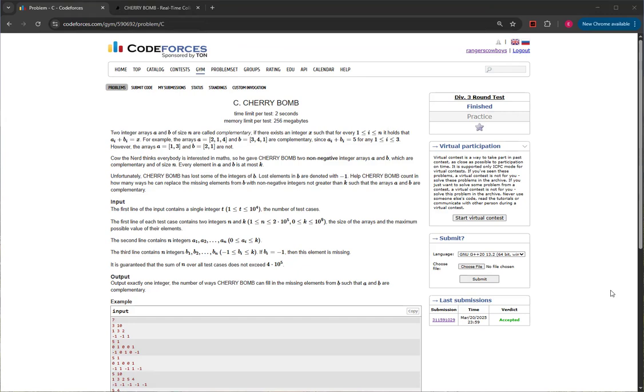For example, 2 1 4 and 3 4 1 are complementary since 2 plus 3 equals 5, 1 plus 4 equals 5, and 4 plus 1 equals 5. So they all are the same. But 1, 3, and 2, 1 are not because 3 is not equal to 4.